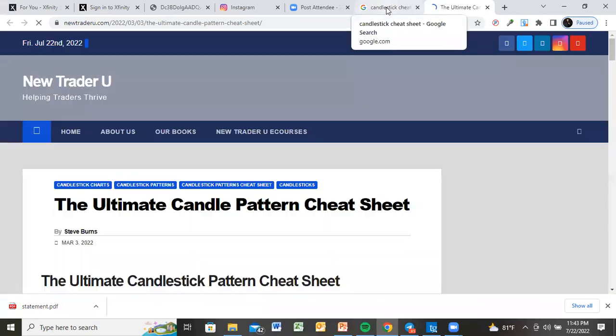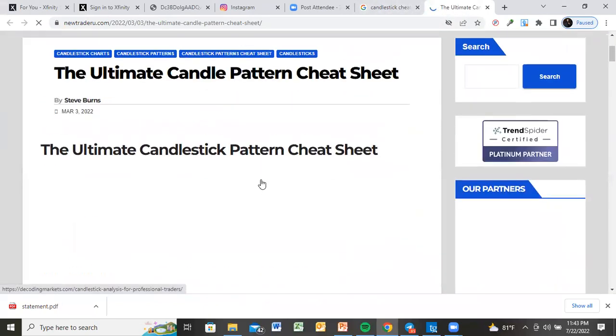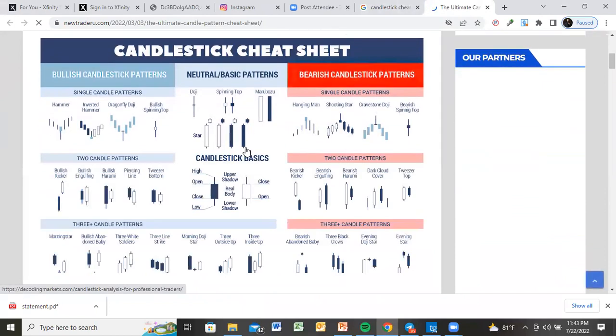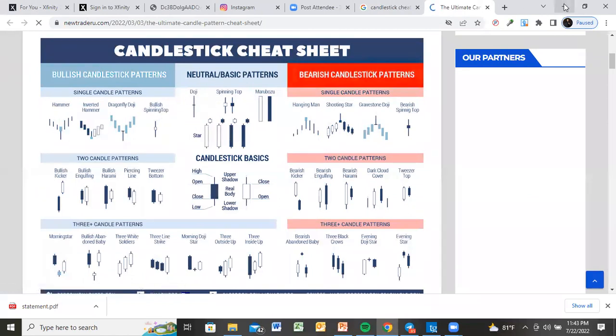Let's see if it loads. The ultimate candle pattern cheat sheet. All right. So the OGs are neutral candles. So that was like a bullish spinning top to me. Let me see.